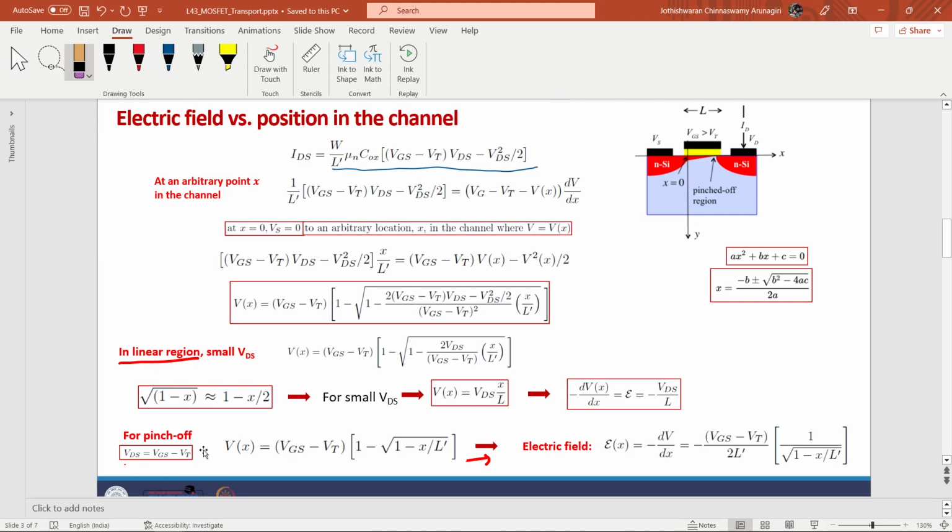One more thing I forgot to mention previously is that for the pinch off criteria, VDS must be equal to VGS minus VT. This you might remember from your semiconductor devices course, that pinch off occurs when VDS is equal to VGS minus VT. So substituting those values, you can also find out what Vx would be at those points. Vx will come out to be VGS minus VT, and the difference of those two will come to be 0, and therefore the charge accumulated at that point will come to be 0, not the voltage. The charge will come to 0.